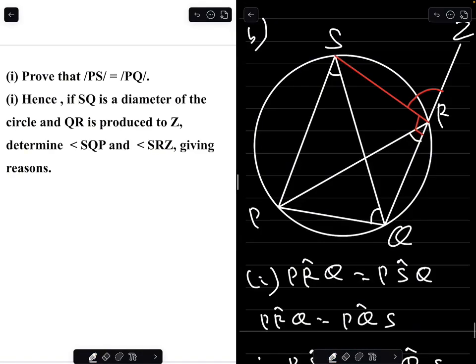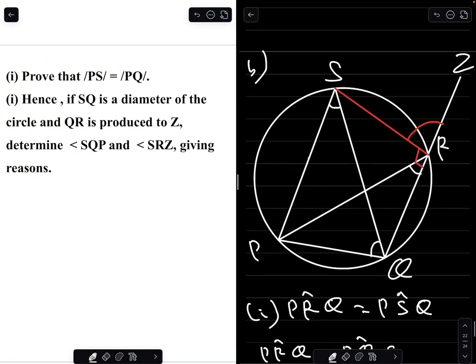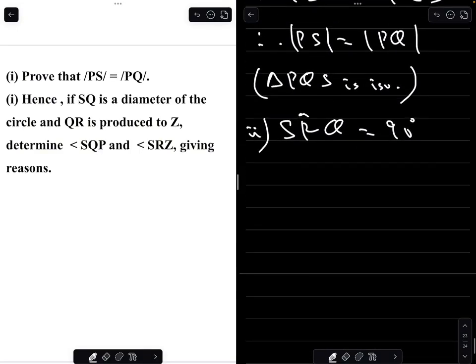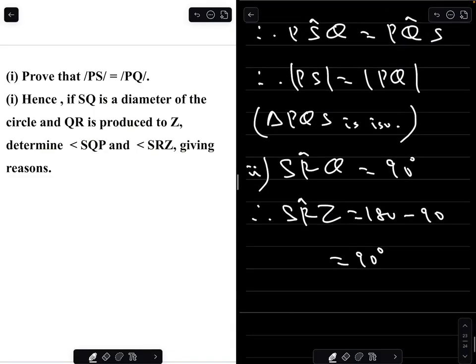Now that we know that, we can find SRZ immediately. SRZ plus SRQ equals 180 degrees, angles on a straight line. So SRZ is equal to 180 minus 90. And the reason for that is angles on a straight line. That therefore means angle SRZ is 90 degrees.